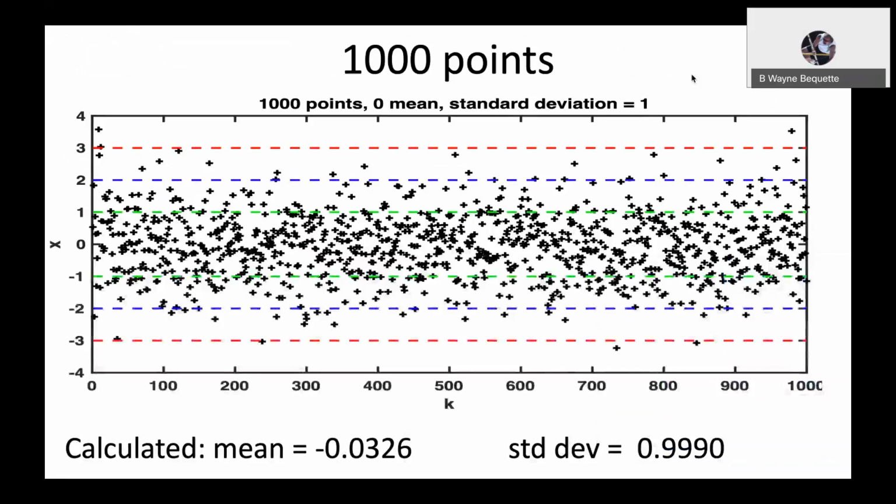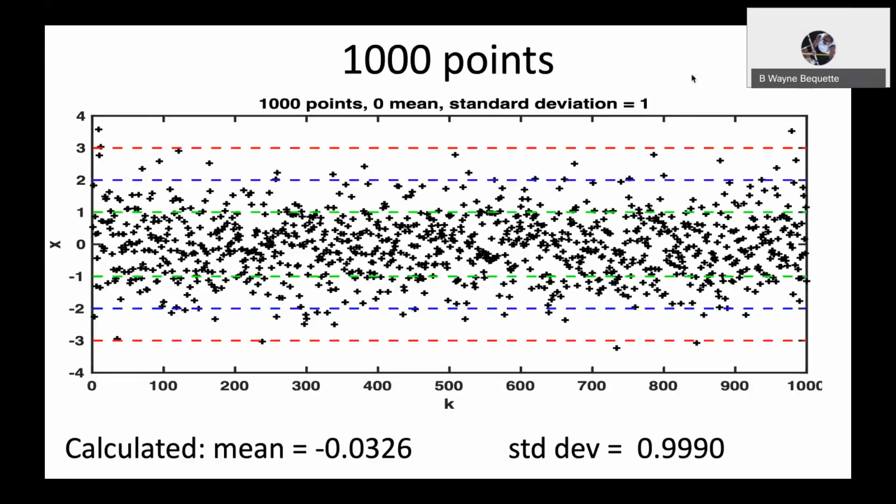And now we're going to do this for longer and longer sequences. So here I've plotted a random sequence of 1,000 different points, again with 0 mean, standard deviation of 1 in the generator. And what we calculate is the mean is actually pretty close to 0, -0.0326, and a standard deviation of 0.999. So we're already getting about as close to the expected mean and standard deviation as you can get.